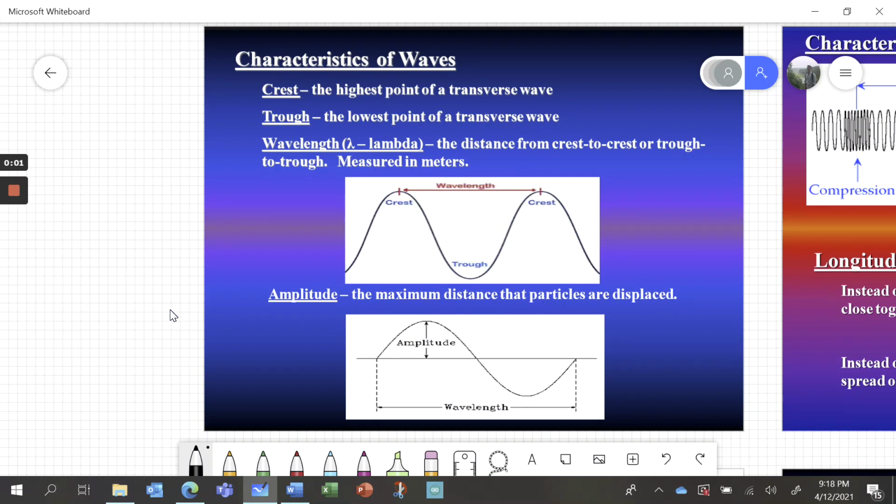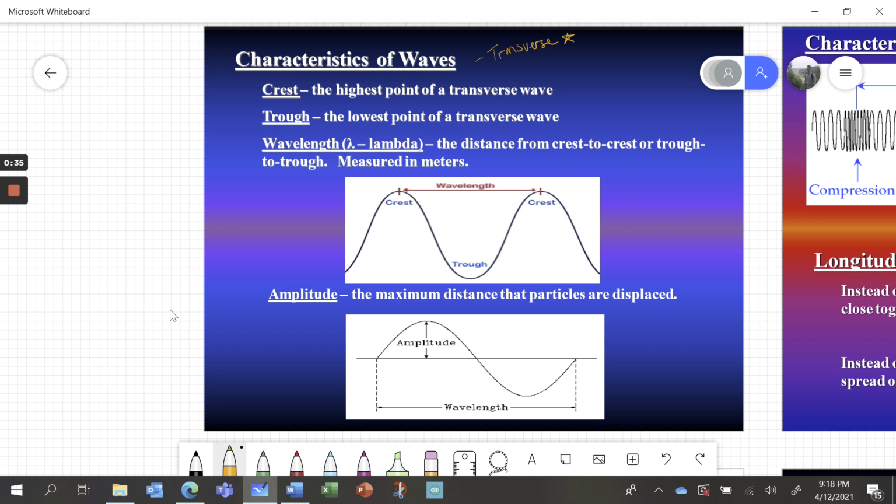Okay, so this time we're going to look at the parts of a wave, or maybe the anatomy of a wave. So the first type of wave that we're going to be looking at is a transverse wave. I can tell that this is a transverse wave because it looks like the wave is going up and down. Okay, so transverse waves look like this. They go up and they go down.